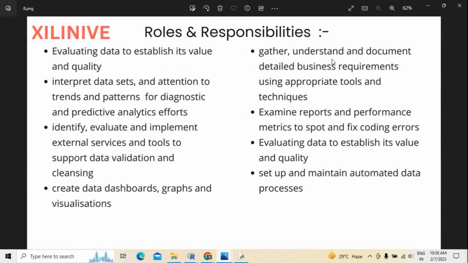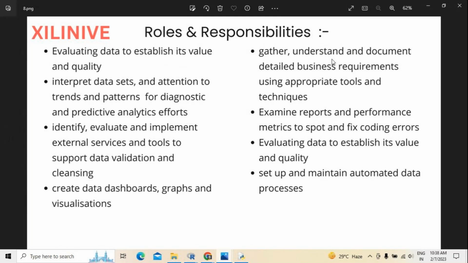Now, if you talk about roles and responsibilities, the first thing is that you need to have the experience to evaluate the data as well as to establish the data, but make sure the data is valuable and qualitative. This is one thing. Second, you have to interpret the data sets, because you need to understand the kind of diagnostic as well as predictive analytical reports. So interpreting the data sets is also one responsibility of a data analyst.